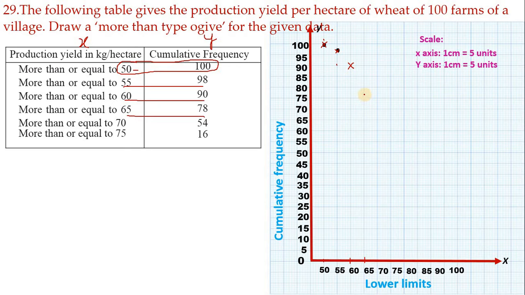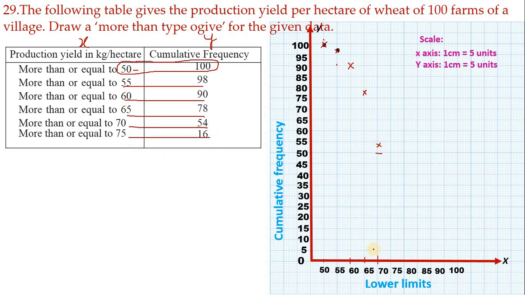6 small lines, not 12, children. 6 small lines we wanted to count. So somewhere you will get it here. Next, 70 and 54. 70 is here. 54. After 50 means 50 is here. After 50, you have to count 8 small lines. Somewhere you will get it here.